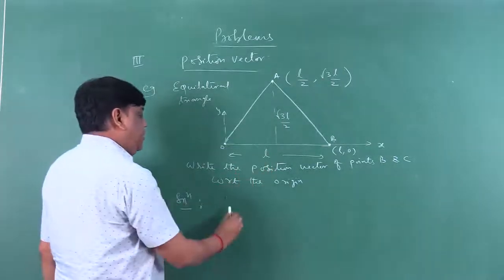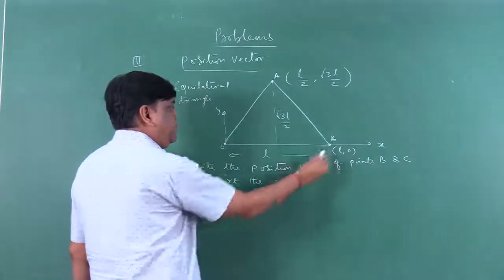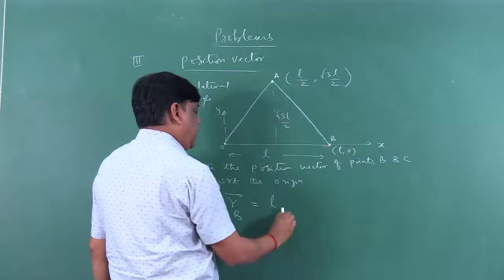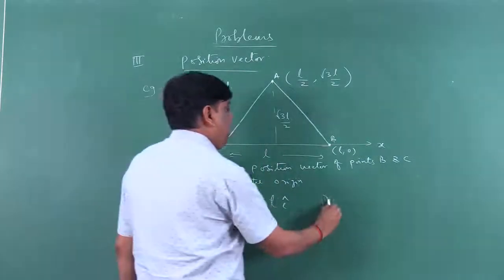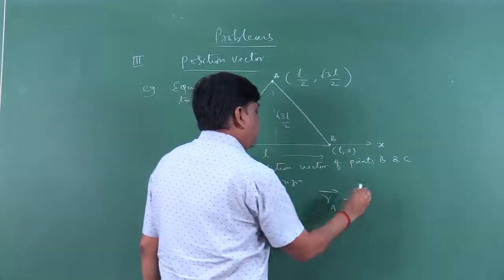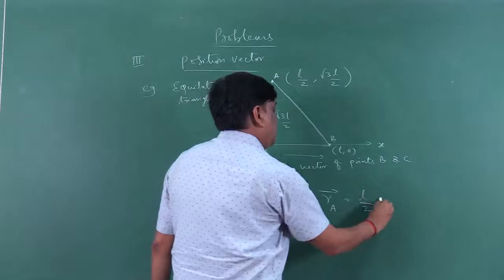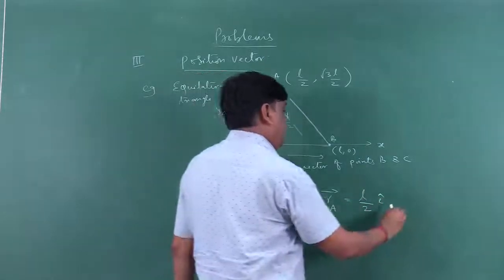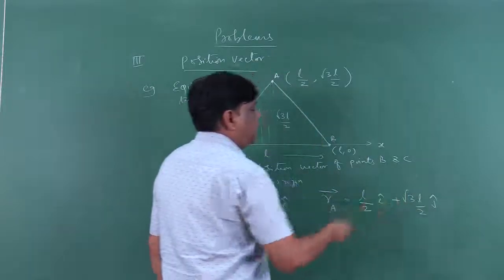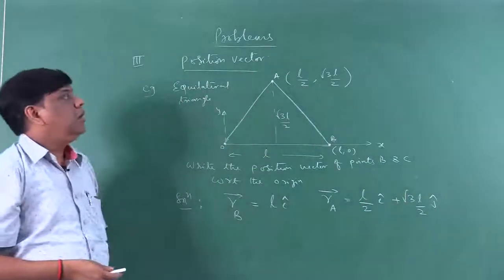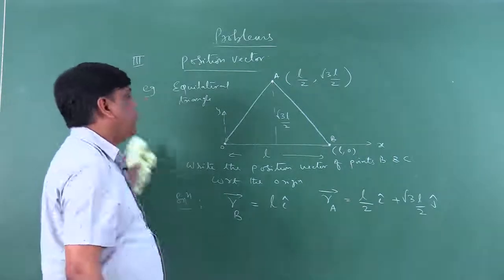So if we have to write down the position vector of B, let us denote it by RB. So RB is simply L and it is in the x direction, so it is L i cap. And if we write down the position vector of A, then position vector of A, the x coordinate is L/2, so it is L/2 i cap, and the y coordinate is √3 L/2, so that will be written with a j cap sign. Clear? So this is how for any point we can write down the position vector. Okay?